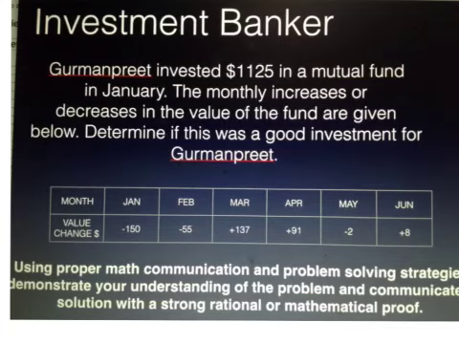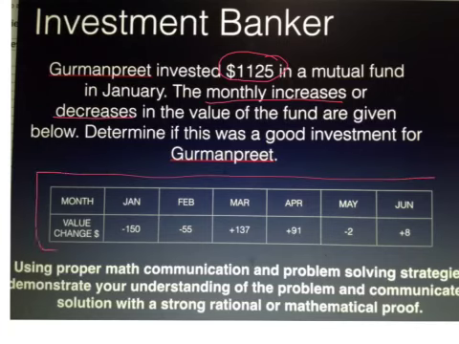The first step is obviously to determine what we need to find for the question and what's important. In this question, beginning with $1,125 in a mutual fund is important. We're given the monthly increases or decreases, and those monthly increases and decreases are down here at the bottom. This is the important information that I need.